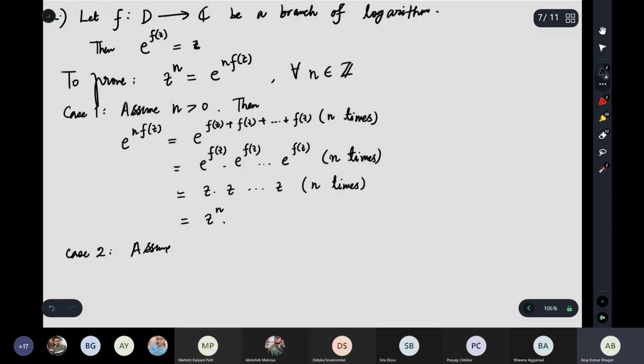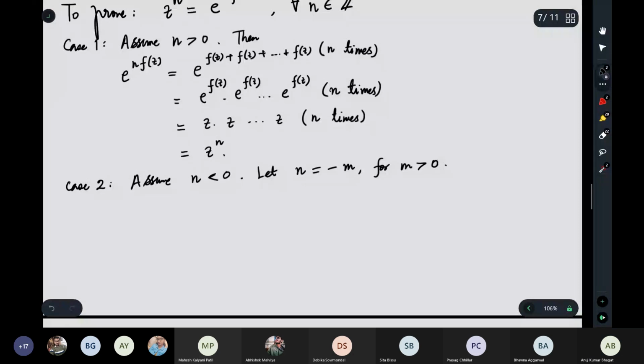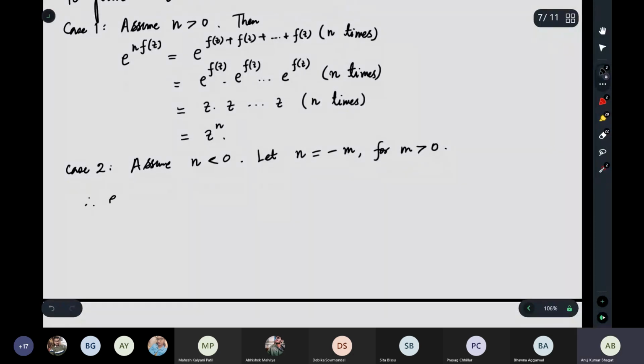Okay. Case 2, when n is negative. So assume n is negative. Let n be minus m for some positive number m, which is more than 0. Then e to the power n f(z) is the same as writing e to the power minus m f(z). This is 1 by e to the power m f(z), right? Yes, sir. And because m is positive, I can use case 1. So e to the power m f(z) will be z to the power m. So this line is by case 1.